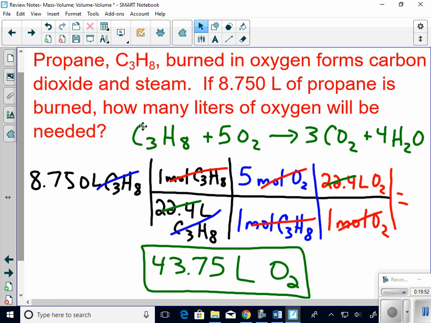Anybody do this? Anybody ever use propane? Where do you use propane at? Your grill. If you've got a gas grill, you're probably using propane and this reaction's occurring.